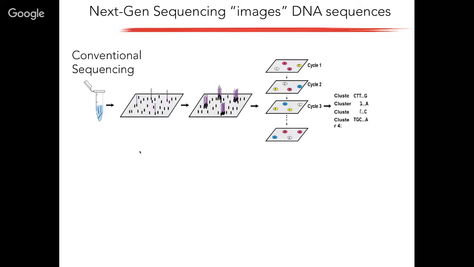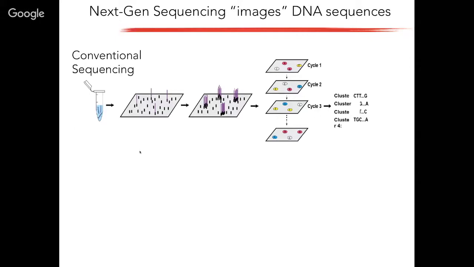And then the next step, you amplify each one of those single pieces of DNA into a little cluster on the slide of identical bits of DNA. So that's done by bridge amplification. And then the key thing is that the sequencing actually becomes an imaging problem.